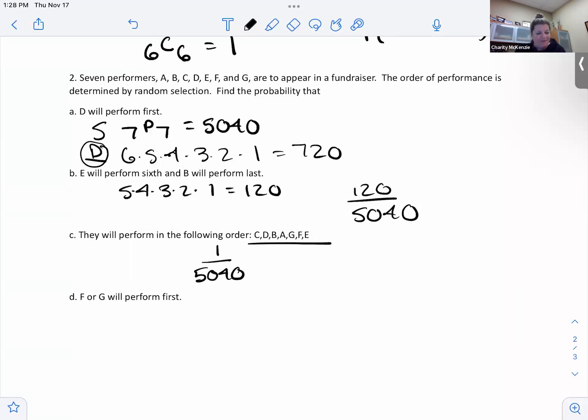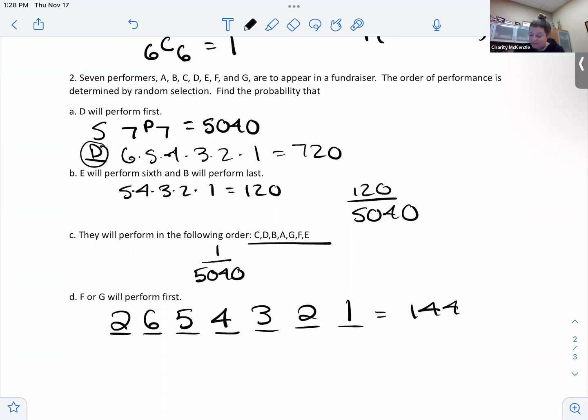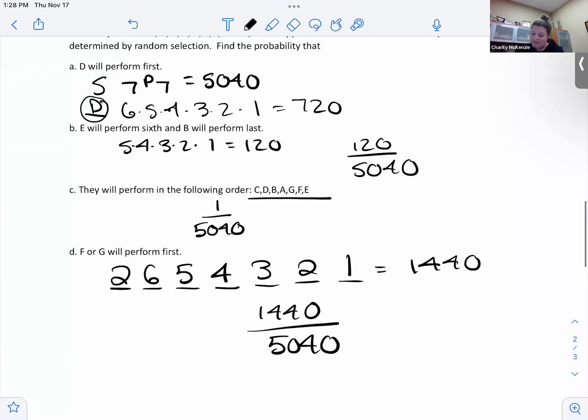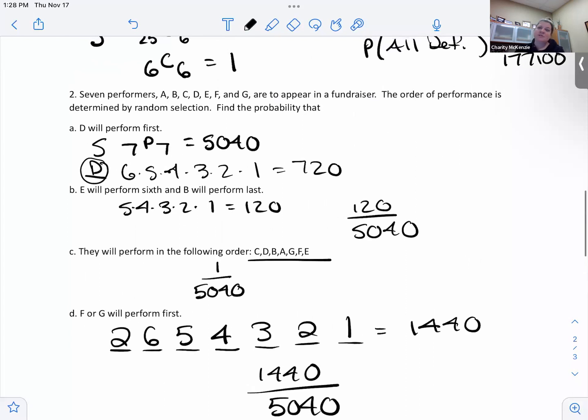Okay, last one. F or G will perform first. So again, 7 slots. We have 2 options now for first place. How many options do we have left? Still 6 people, 5 people, 4 people, 3 people, 2 people, 1 person. So this is 1,440. So that is going to be 1,440 out of 5,040. So the probability gets a little bit bigger the less restrictive you are. The more restrictive, the probability is less. Okay, that's what I have for this section.